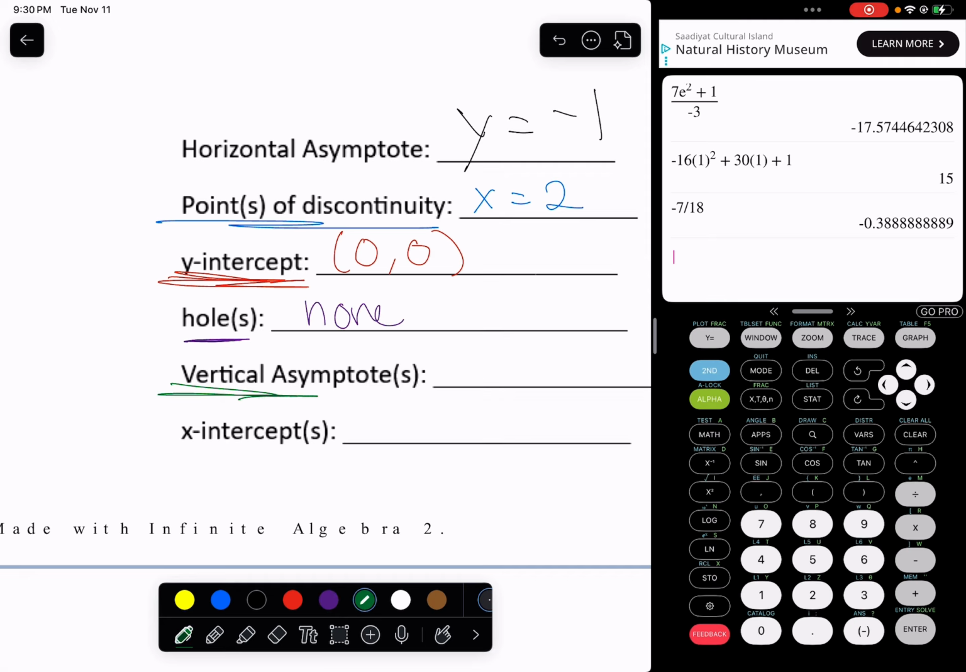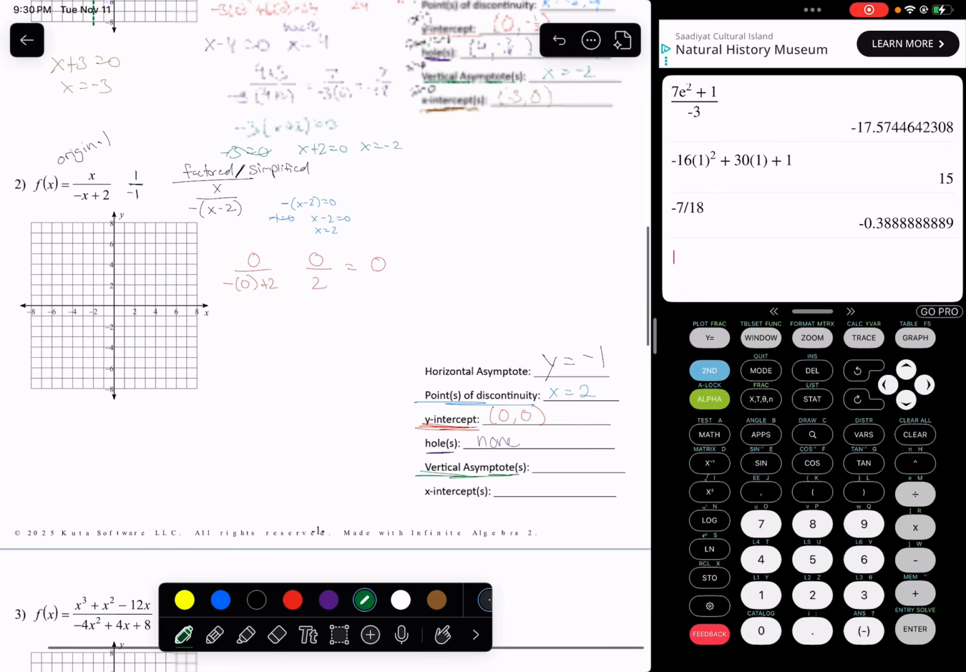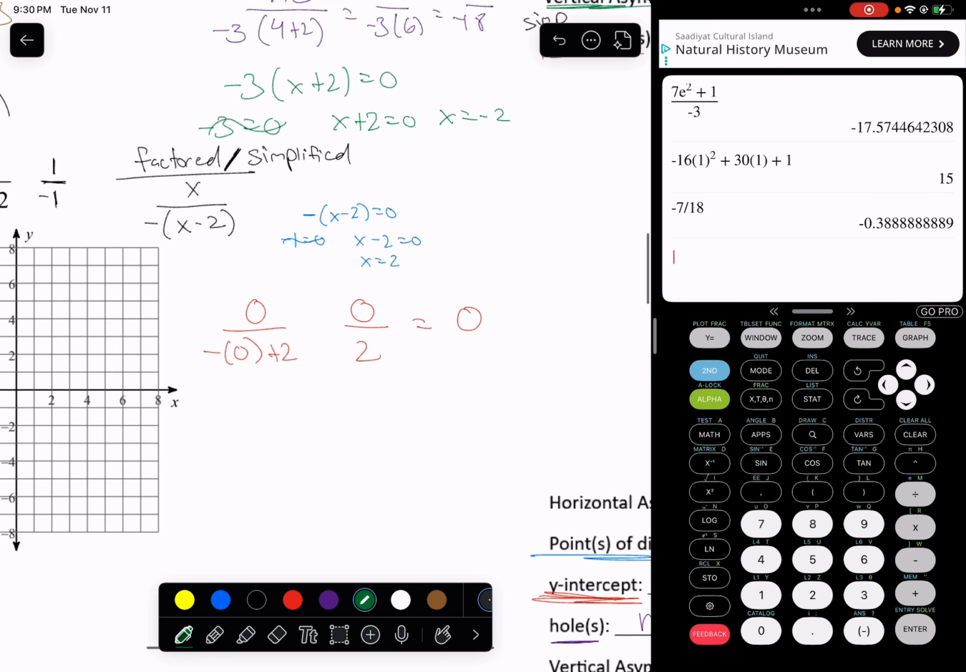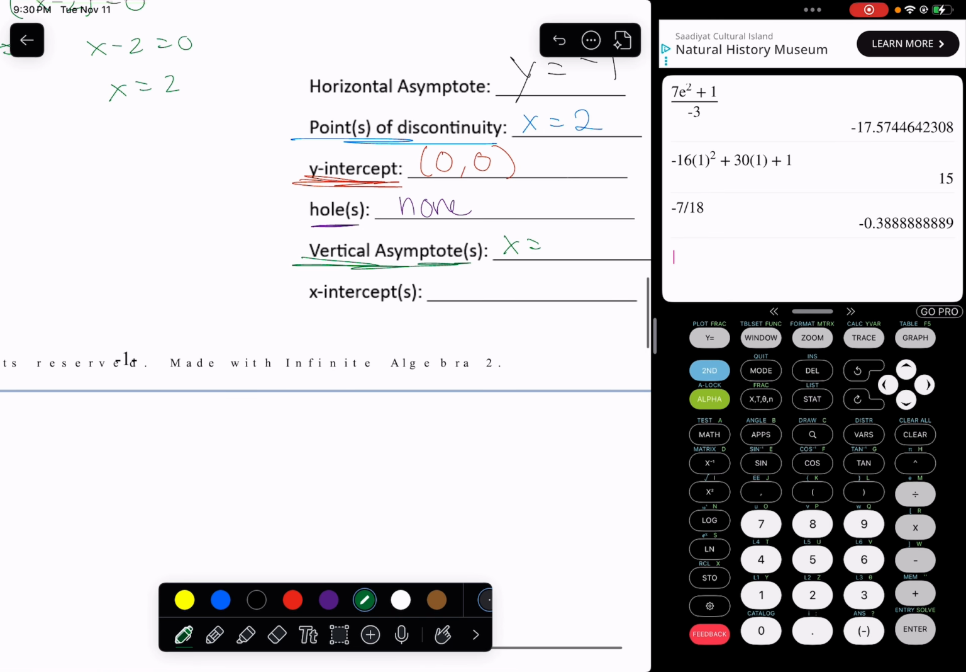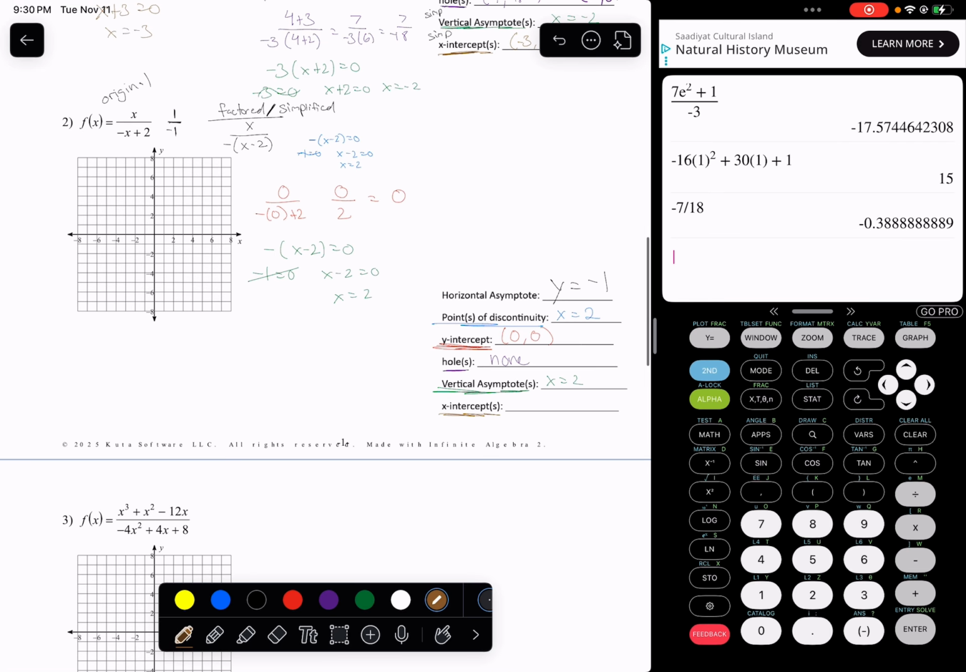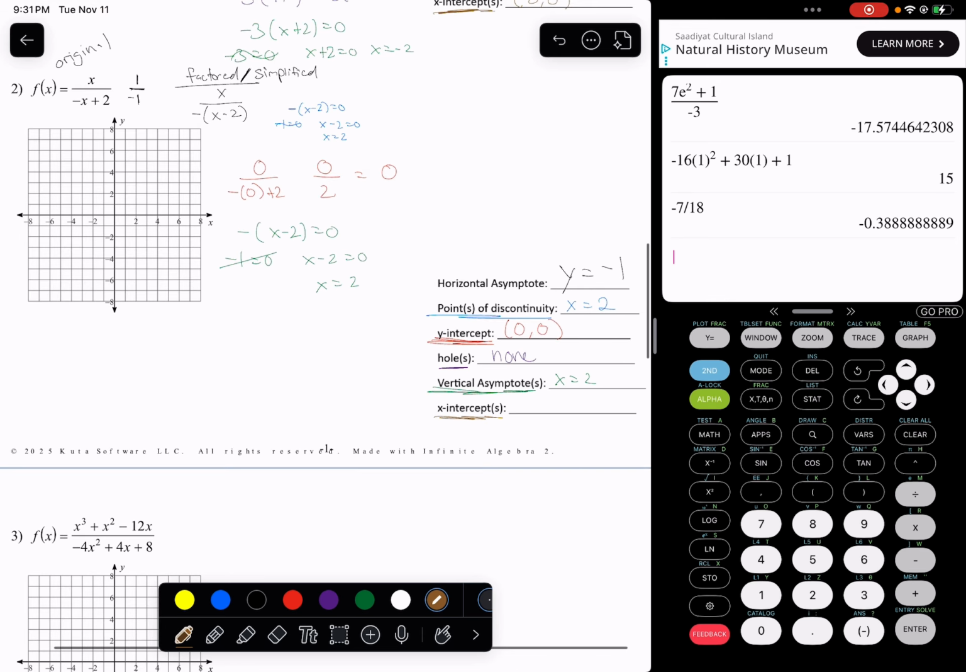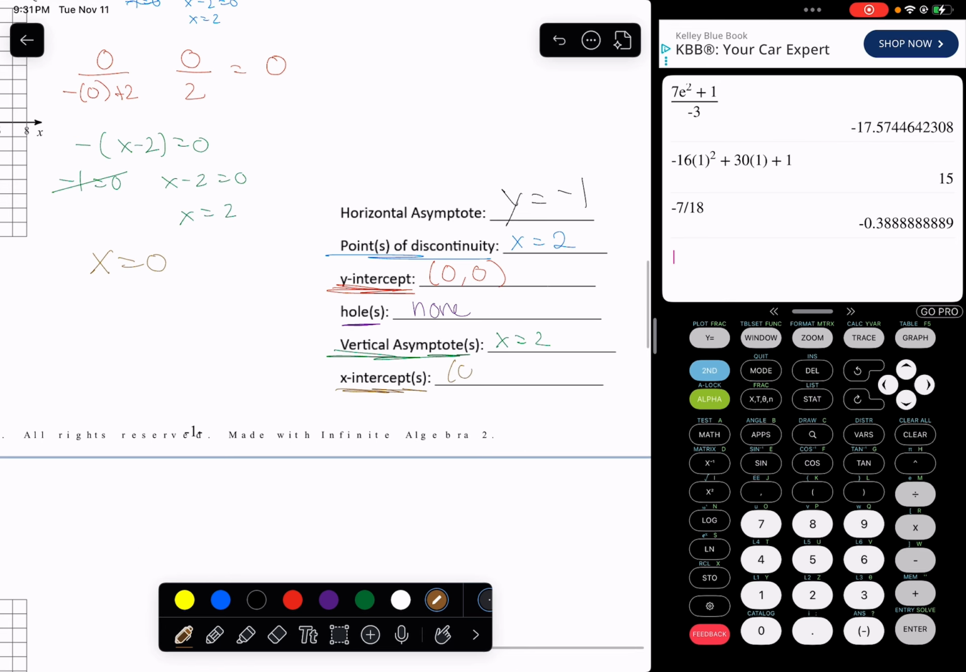And then vertical asymptotes. To find your vertical asymptotes, you take your denominator of your simplified version and set it equal to 0. So I get negative x minus 2 equals 0. Obviously, -1 equals 0 doesn't help me. X minus 2 equals 0. I get that there is a vertical asymptote at x equals 2. And then I have my x-intercepts. To find my x-intercepts, I take the numerator of my simplified version and set it equal to 0. So I do x equals 0. That's an answer. So I have an x-intercept at 0, 0.